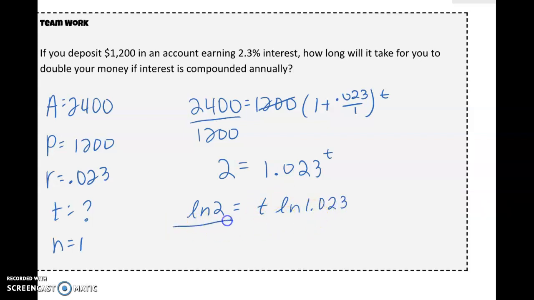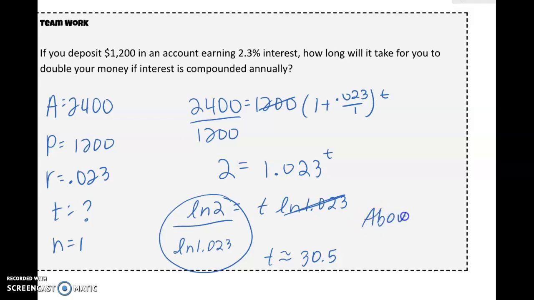To get t alone, you're going to divide by the natural log of 1.023. That cancels because I divided, and that is going to give me t. When I plug this into my calculator, you're going to get t to be approximately 30.5. So that means about 30.5 years. If we transfer that to months, that's going to be about 30 years, and a half year would be 6 months.